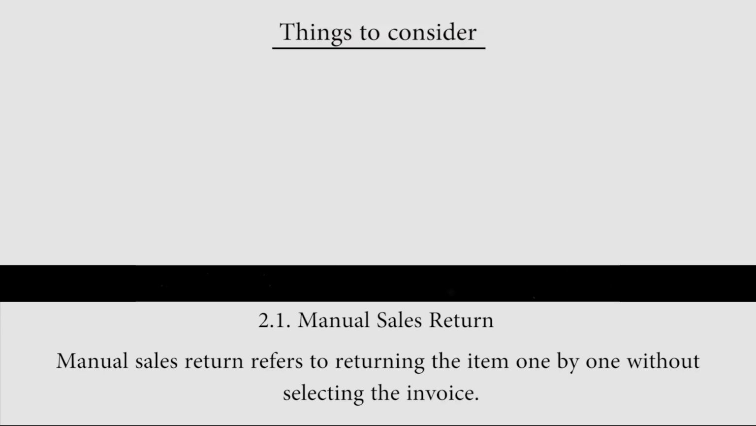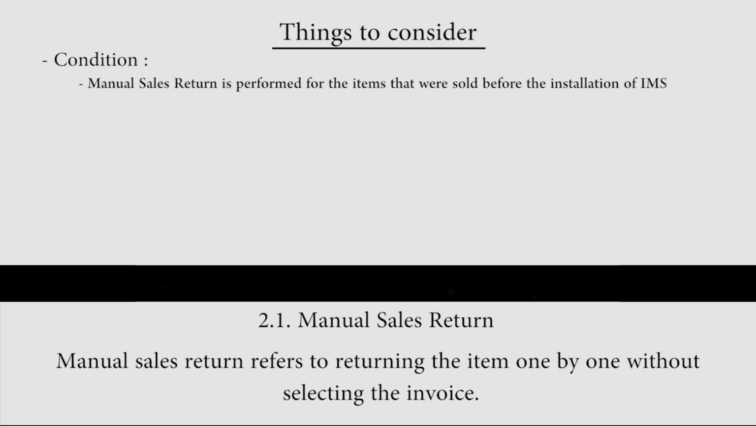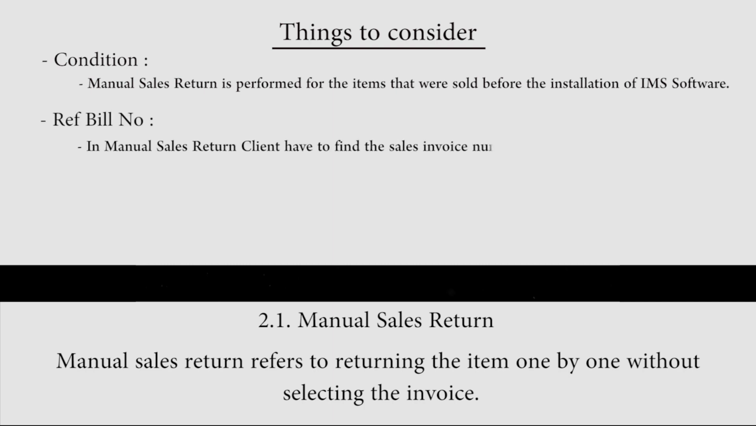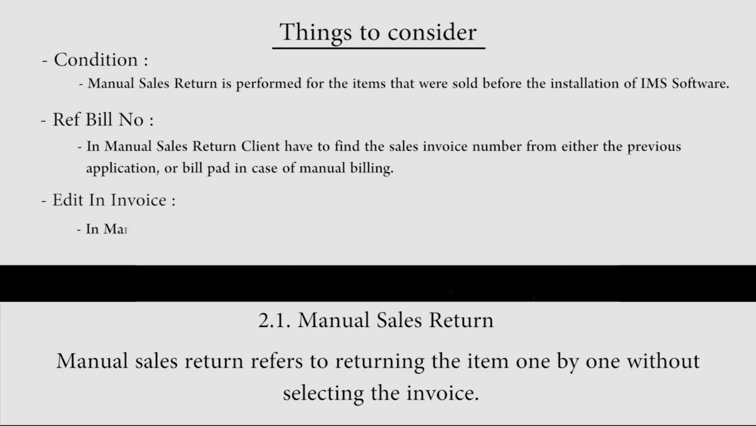The first one is to do a manual sales return, which refers to returning the items one by one without selecting the invoice. Things to consider before performing manual sales return. Manual sales return is performed for the items that were sold before the installation of IMS software. In manual sales return, the client has to find the sales invoice number from either the previous application, or bill pad in case of manual billing.